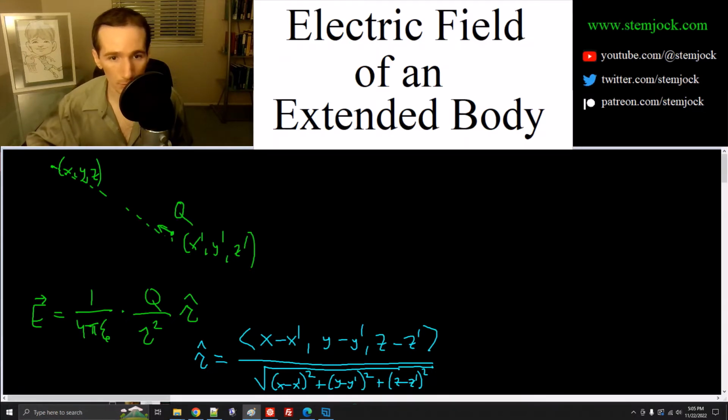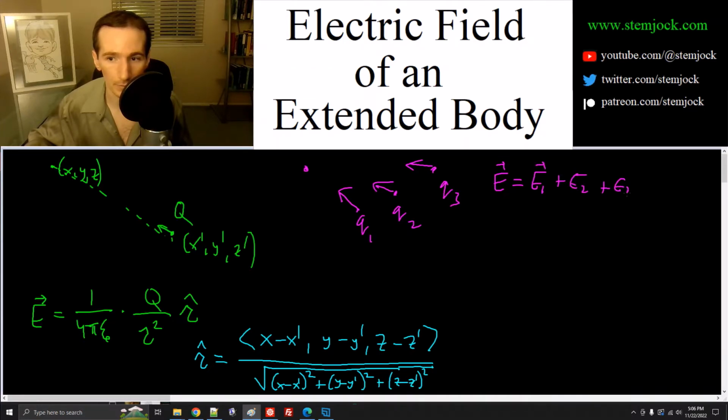And if we have multiple charges, say we have Q1, Q2, and Q3, and we want to know what the electric field is over here, then what we do is add the electric fields from each of these individual charges. So the total electric field is going to be the vector sum of E1 plus E2 plus E3. These are the electric fields from these individual charges. So again, the total electric field is the resultant vector of this sum.